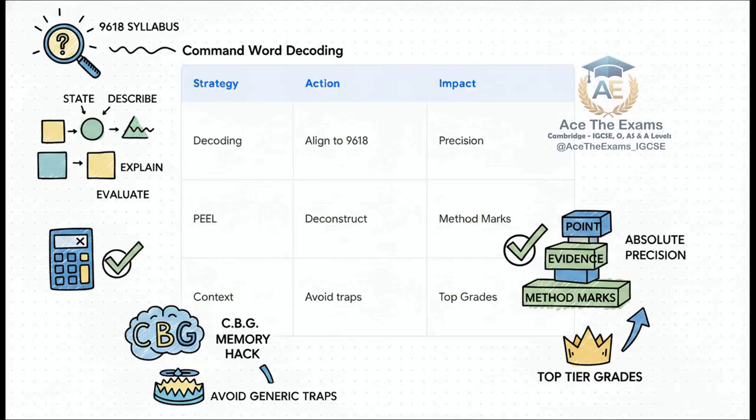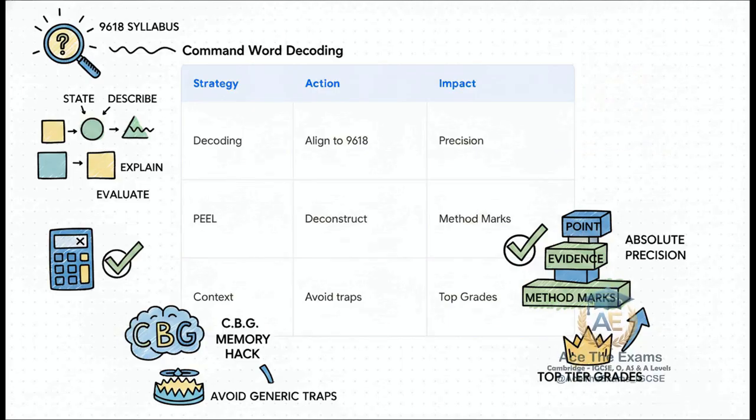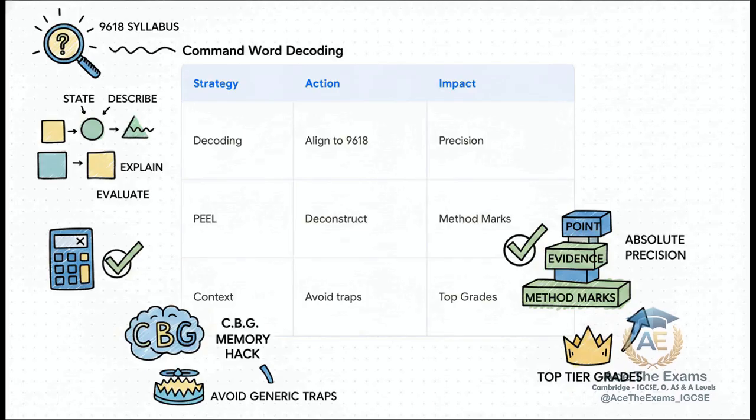First up, command word decoding. Your required action is to align strictly to the 9618 syllabus by immediately identifying if the question is asking you to state, describe, explain, or evaluate. The impact of doing this? Absolute precision in your answer.